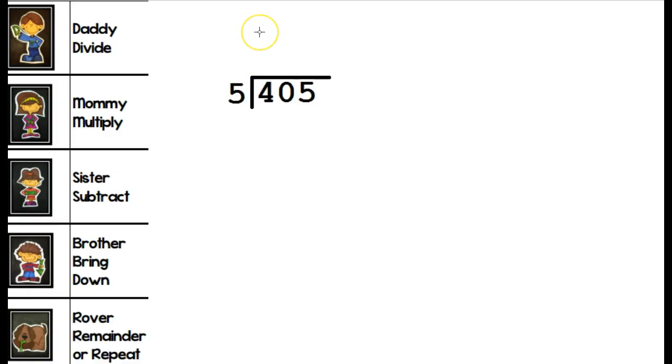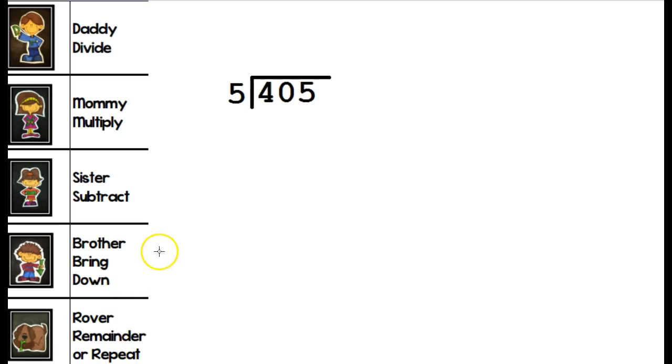Hi, today we're going to practice doing some long division, and we're going to use the standard algorithm, kind of using the family as our steps. So our first step is to divide. So we remember daddy divide. Second step is to multiply, mommy multiply. Then we have sister subtract, brother bring down, and then rover remainder or repeat.